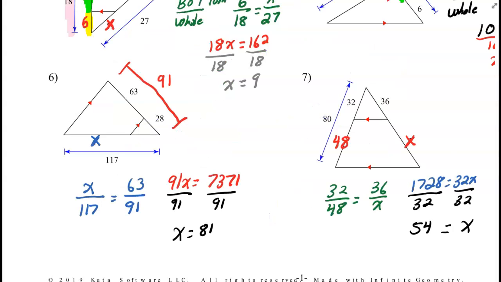So if you look at problem number 6, the first thing I did was I figured out the 91 by doing 63 plus 28. Then I moved to the blue equation. I said the top part, x to the whole, 117, is equal to the top part, 63 over 91, and then cross multiplied and solved. For problem number 7, the first thing I did was figure out the 48 by doing 80 take away 32. Then I did the top part 32 over the bottom part 48 is equal to the top part 36 over x, cross multiplied and solved.